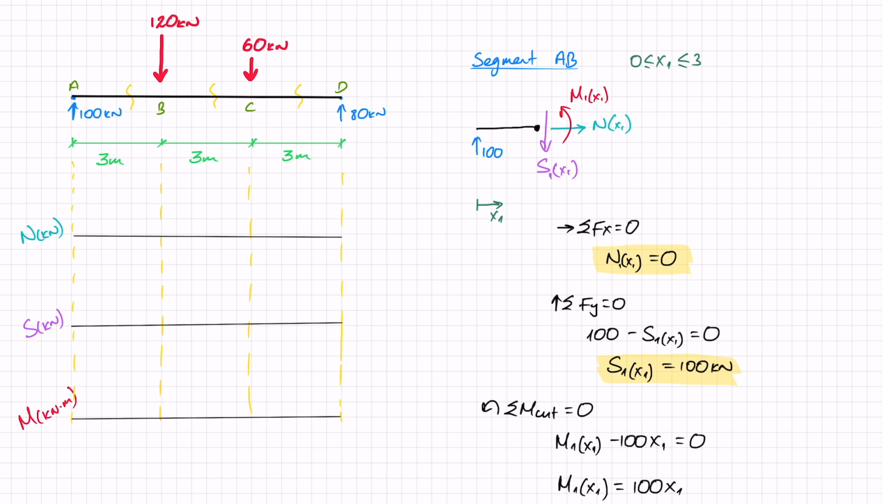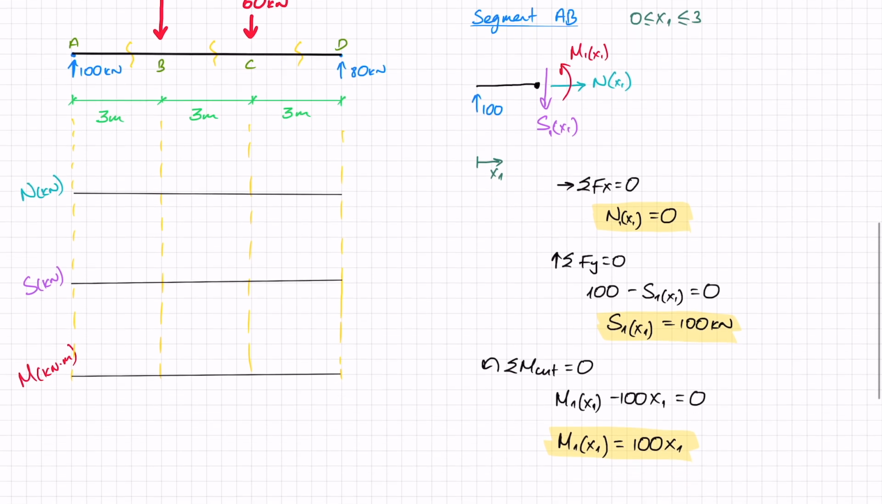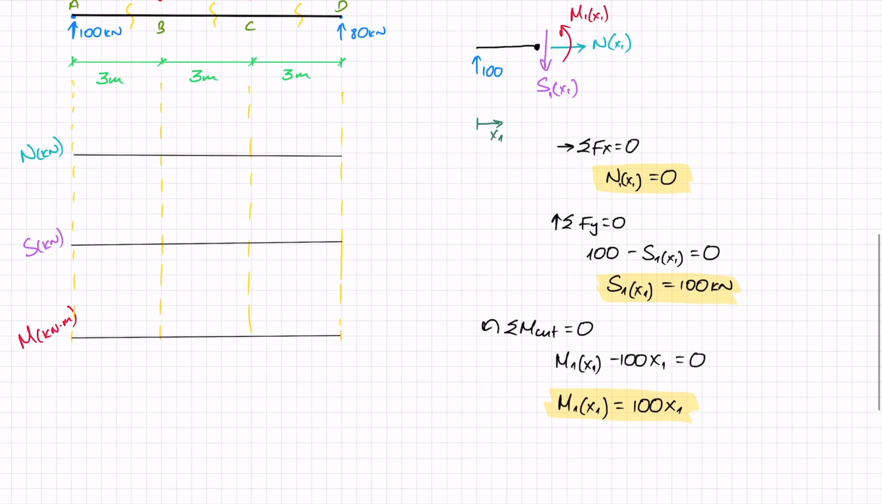Now this is my equation, so let's highlight my equation, and we'll see later on in this series why equations are important. But what I want to do now is check what the moment is. So what is M1 when x1 equals 0, right at the support, and what is M1 when x1 equals 3 meters, at point B? These are two places that I think are important to check.